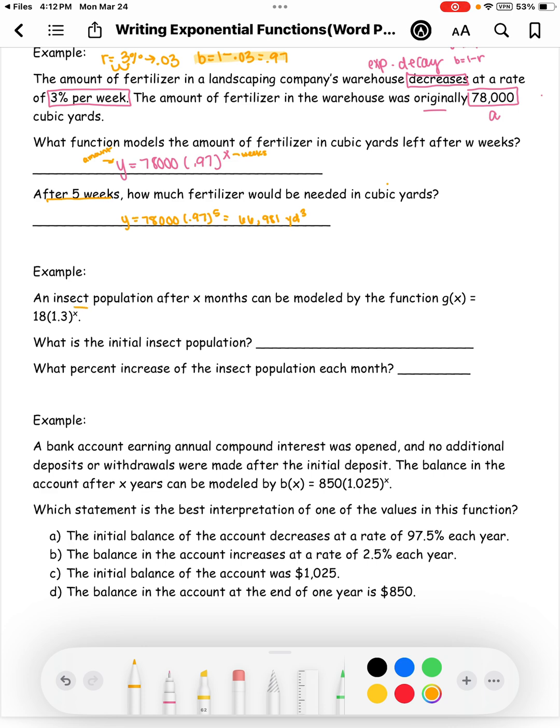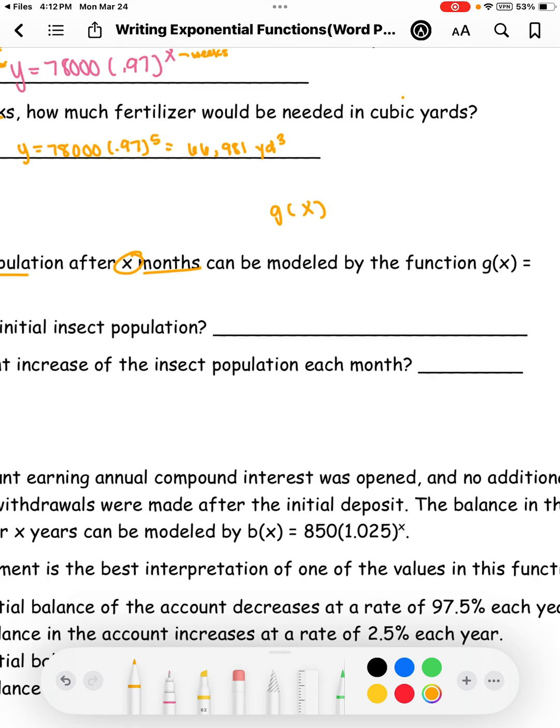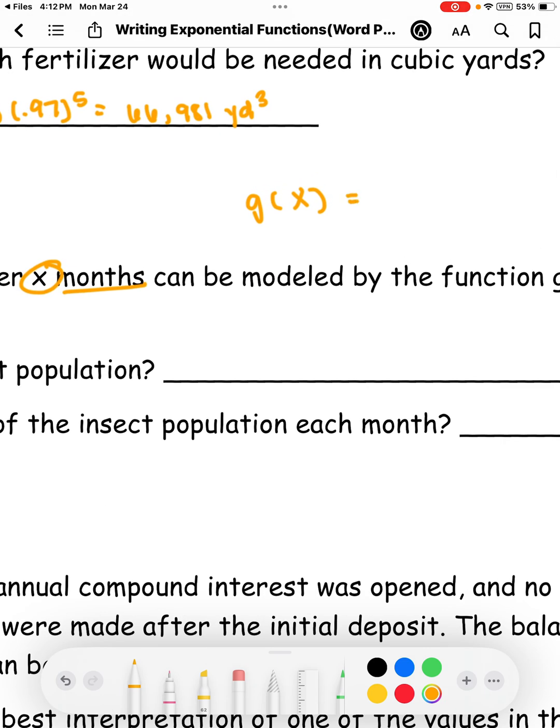An insect population after x months. So what does x represent? Months, Miss Patterson. Can be modeled by the function g of x equals 18 parentheses 1.3 to the power x. Okay, I'm going to ask you some questions, and I actually want you to think about it. Here's my first question to you. What does x represent, and what does g of x represent? Pause the video, write it down on the paper.